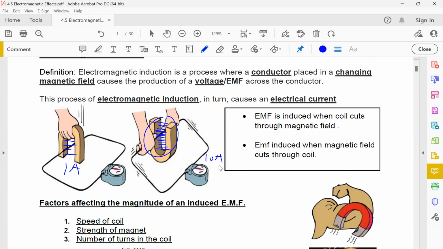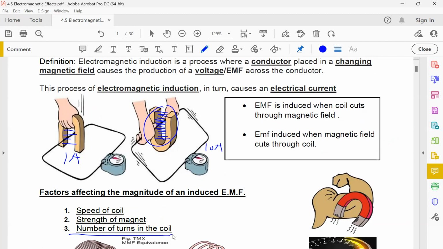Okay. Again, the final factor is the number of turns in the coil. For example, if today I have 1 coil here versus maybe 5 coils here, for the same magnet, if I swipe through one time, I'll cut through a certain set of magnetic field. But if I have 5 sets of coil cutting through the magnetic field, I'll get at least times 5. So let's say, for example, if here is 1 ampere, here will be 5 amperes also. You get what I mean?